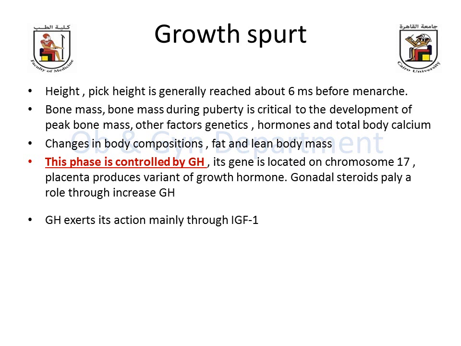This phase is controlled by growth hormone. So the previous phase of adrenarche was controlled by adrenal androgens, but this phase of growth spurt is regulated by growth hormone. The gene of growth hormone is located on chromosome 17, and the placenta produces a variant amount of growth hormone. Gonadal steroids also play a role in increased production of growth hormone. Again, growth hormone exerts its action through insulin growth factor 1. So insulin growth factor 1 is actually important in the pathophysiology of different changes.